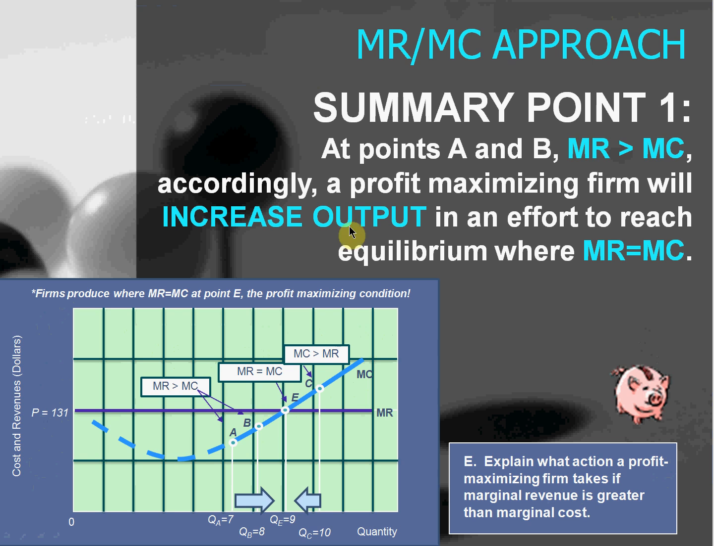Let's summarize what we've just said. At points A and B, where marginal revenue is greater than marginal cost, any profit-maximizing firm would opt to increase their output levels in an effort to get to the spot where equilibrium lies, where marginal revenue equals marginal cost. This is the goal of profit maximization according to the marginal revenue, marginal cost approach. Notice element E of your task asks a similar question.